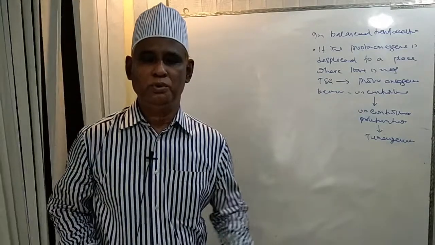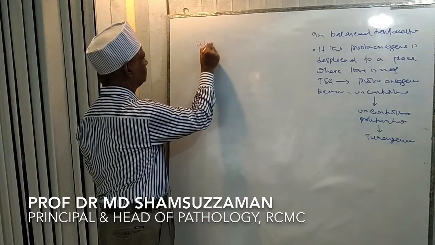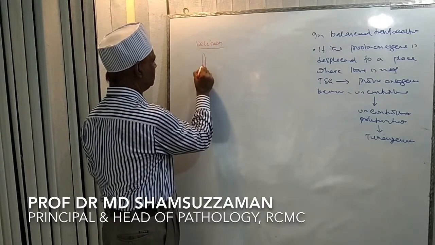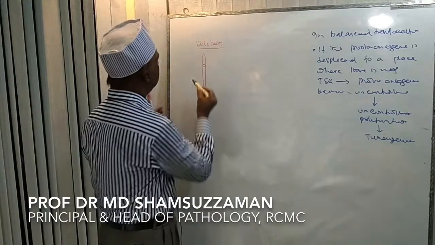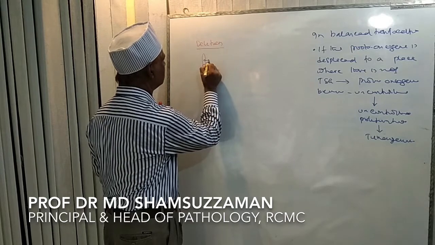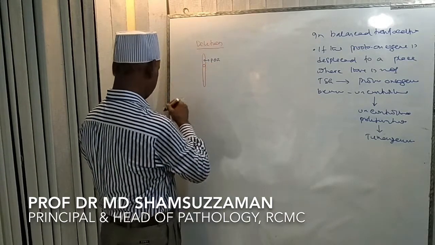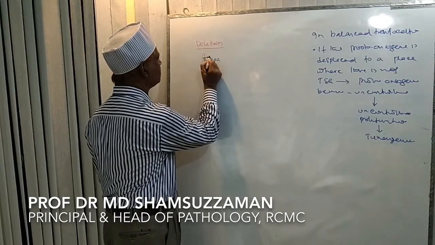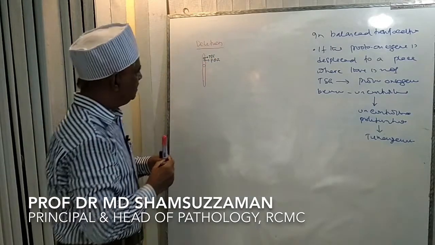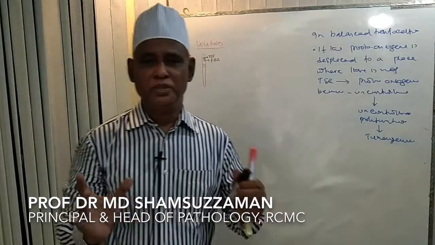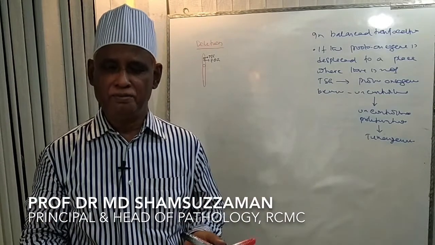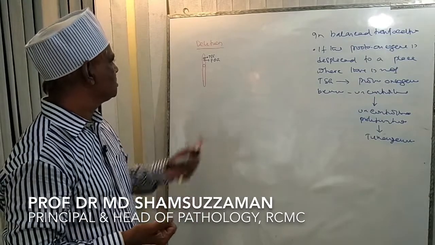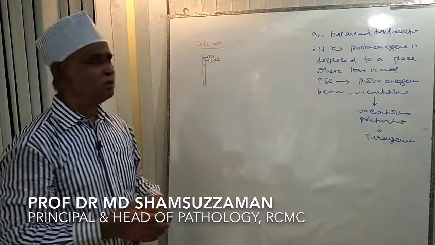Dear audience, now come to deletion. Suppose this is a chromosome, this is the centromere, this is the proto-oncogene, and this is the tumor suppressor gene. In deletion, a segment of chromosome is deleted forever. If the deleted part takes the suppressor gene, then the proto-oncogene becomes alone.